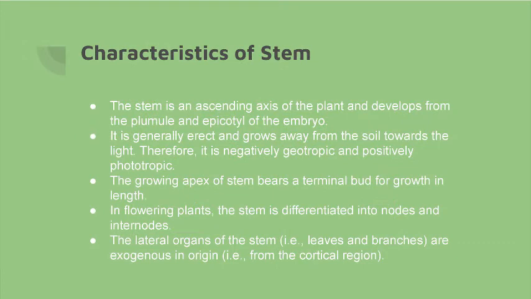Now we will be studying the characteristics of the stem. We already read that the stem is an extending axis of the plant and develops from the plumule and epicotyl of the embryo. It is generally erect and grows away from the soil towards the light. Therefore, it is negatively geotropic and positively phototropic. The stem, when young, is normally green in color. The stem usually bears multicellular hairs of different kinds.